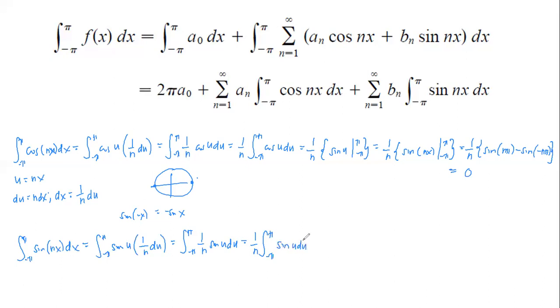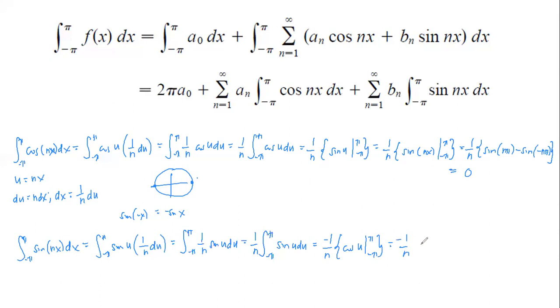Sine u du. So what's the integral of sine u? This is equivalent to negative cosine u, no? So this will give us negative. We can factor out the negative sign. Then cosine u evaluated from negative pi to pi.